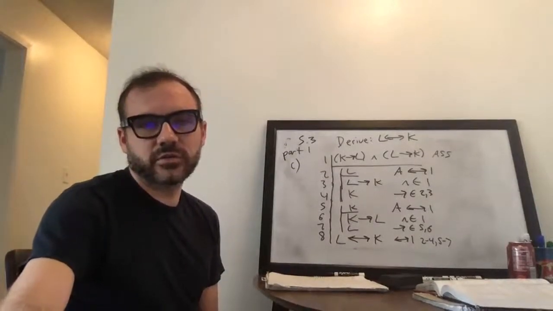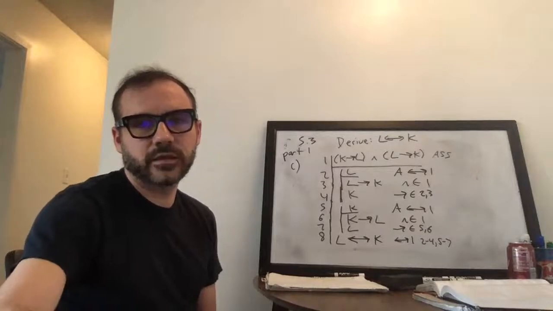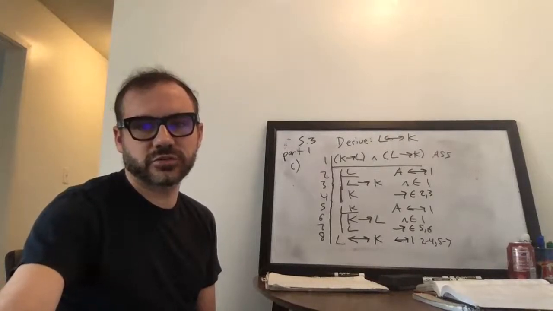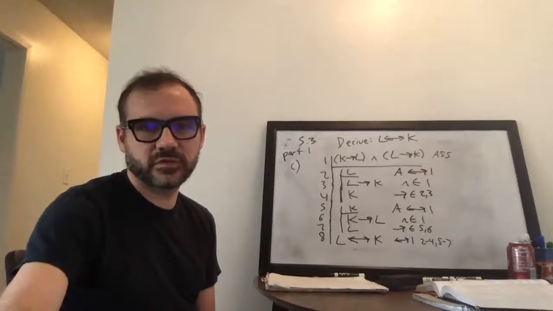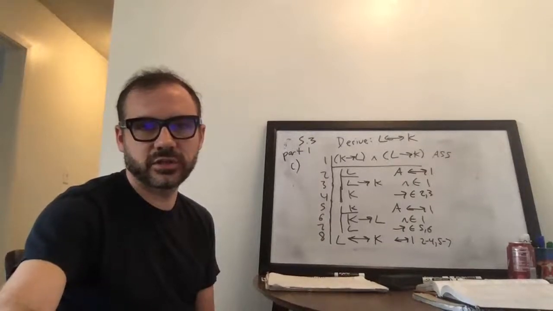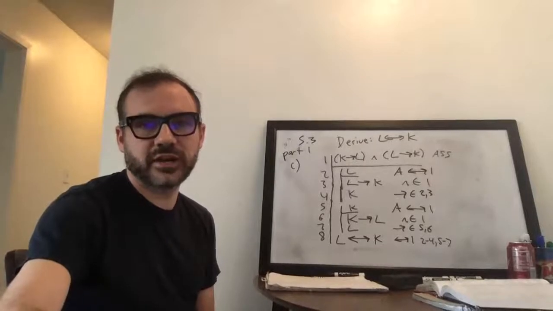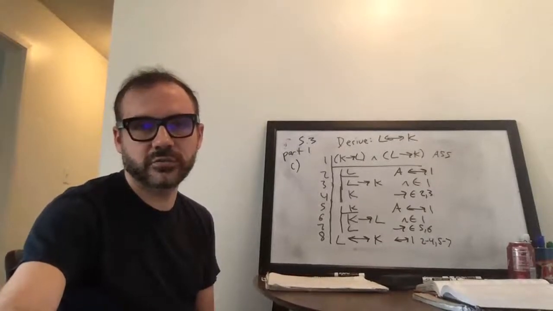So derive L biconditional K, and you have a conjunction of these two conditionals. We assume L, the left side. A couple of inferences later, we're at K. Okay, good. L led to K. That shows that you're halfway done. We get from the left to the right of whatever the expression is.